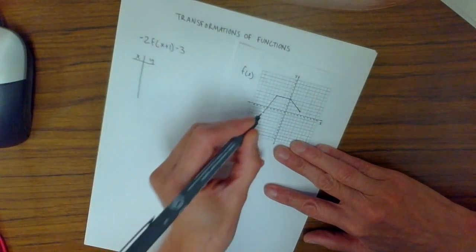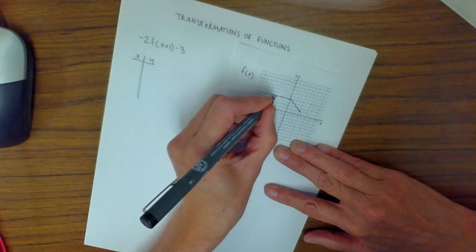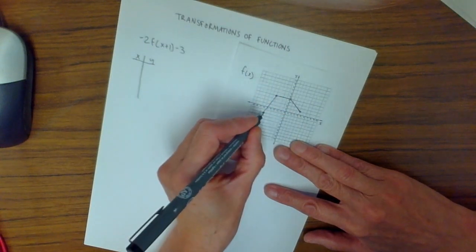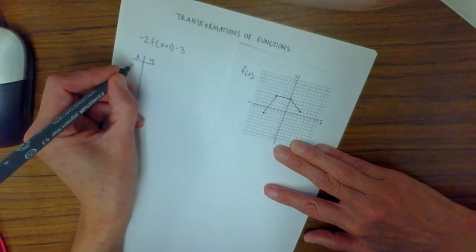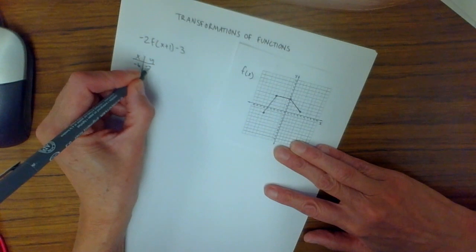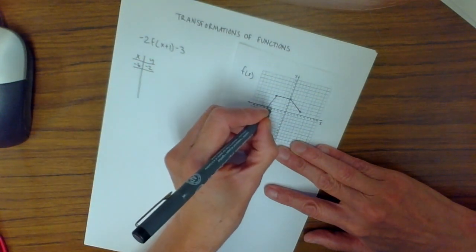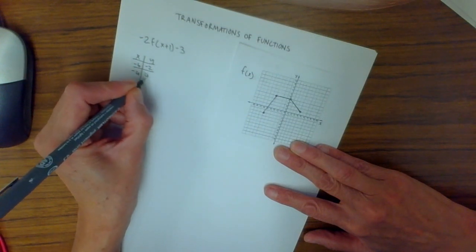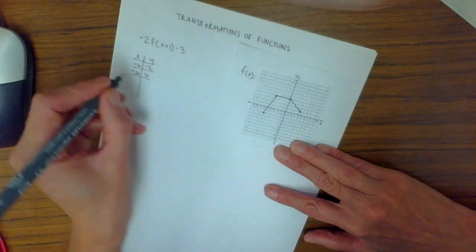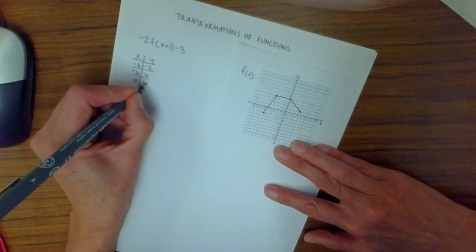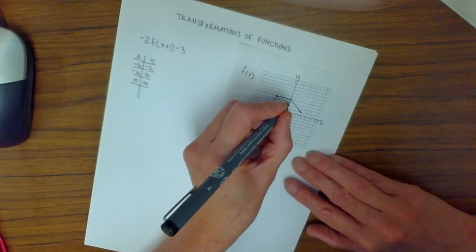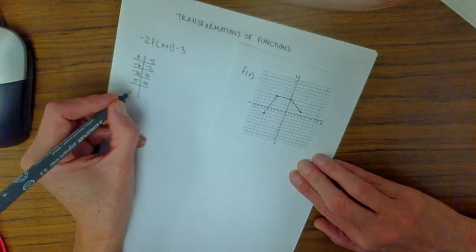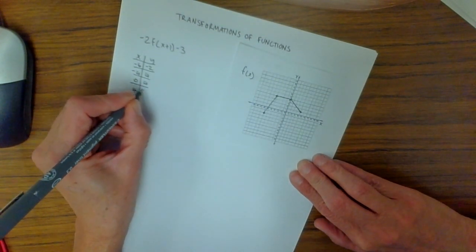So I think about what my key points were originally. I'm going to make them big round circles here. So my function starts at negative 6, negative 2. It increases to negative 4, positive 4. It stays constant until 0, positive 4. And then it decreases from 0 to positive 4, positive 1.